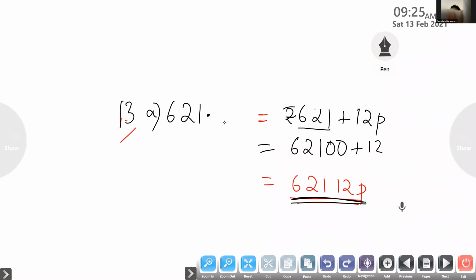621.12. That is 6 rupees, 621.12. So children, what did I say? First step, write the rupees, 621. Then write the paise, 12 paise, add. Now, rupee, I told you how we can convert into paise.